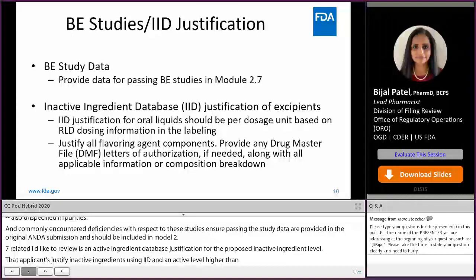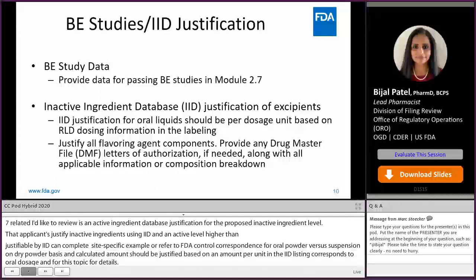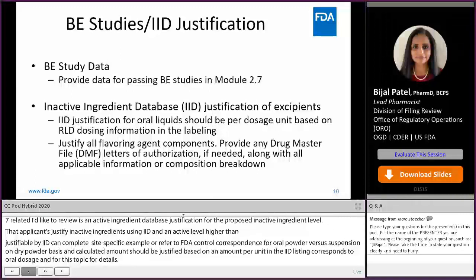For oral powder for suspension, calculate milligram per dose on a dry powder basis, and this calculated amount then should be justified based on an amount per unit in the IID listing that corresponds to an oral dosage form. You may refer to the RTR guidance for this topic for details. For oral liquids, calculate amount per dosage unit based on RLD dosing information, and applicants should provide IID justification again on total amount per dose.